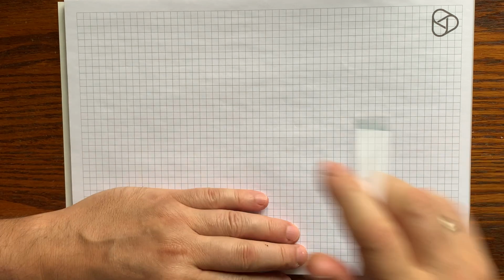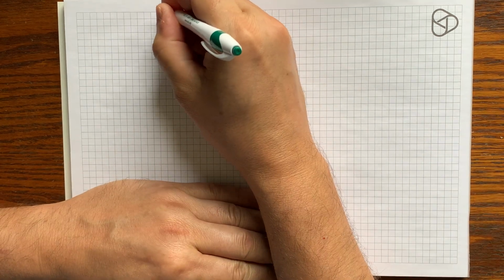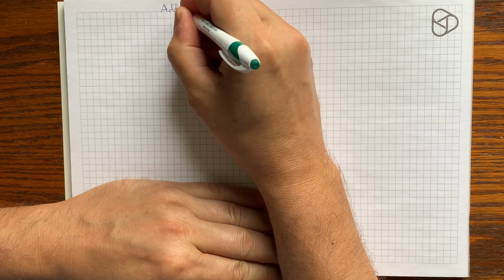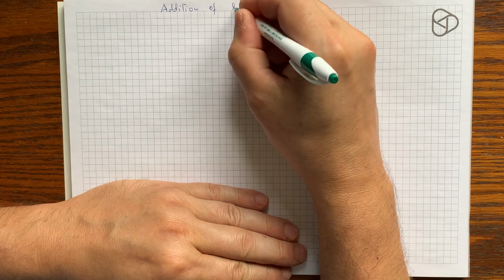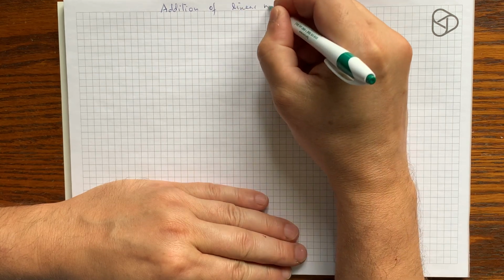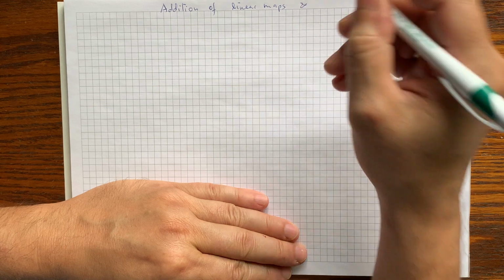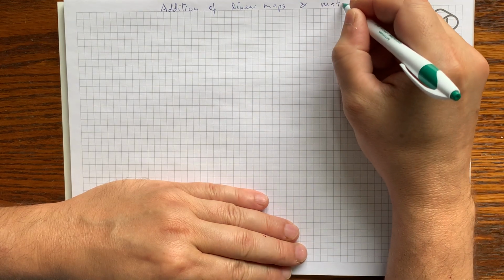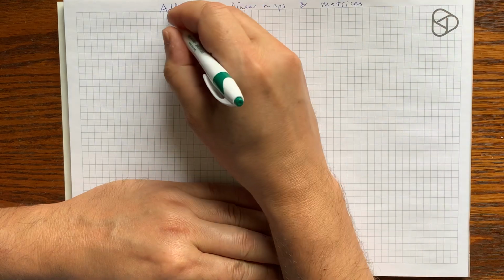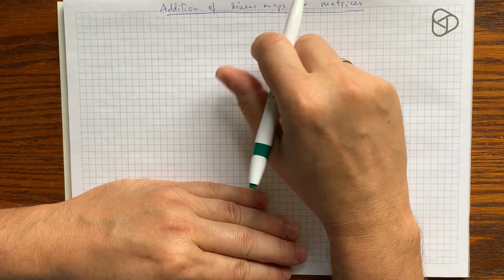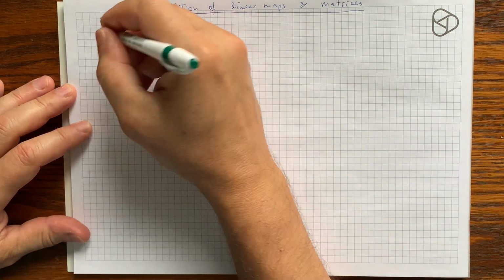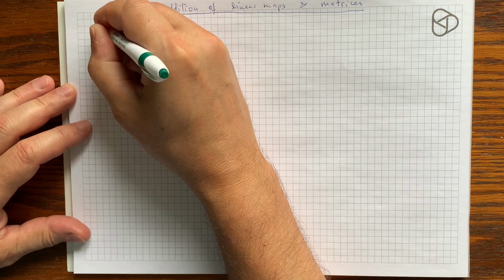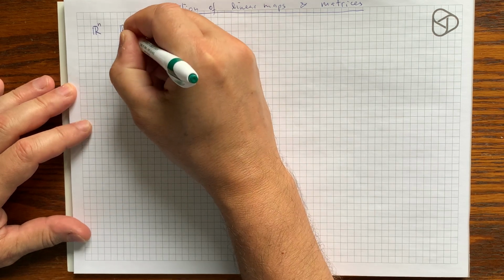Hello. Here we'll continue looking into linear maps. Adding them and adding their corresponding matrices. The operation of addition is possible if we have linear maps between the same vector spaces.